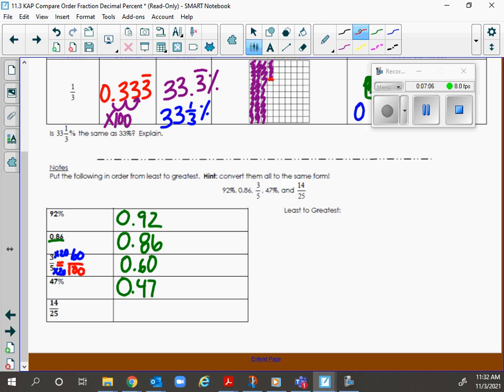The last one is 14/25. Let's try to get this bad boy to something over 100. If I take 25 times 4, I'll get to 100. So if I do 14 times 4, I'll get the same thing. 14 times 4 is going to be 56. Is that right? Yeah. Okay, cool. Just want to make sure. And then we can do 56 over 100 very easily to decimal form. And we would have 0.56.